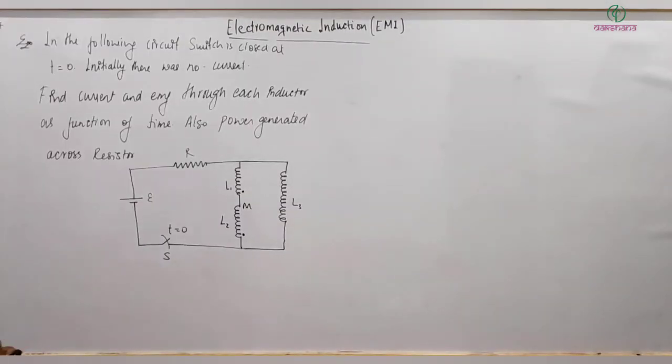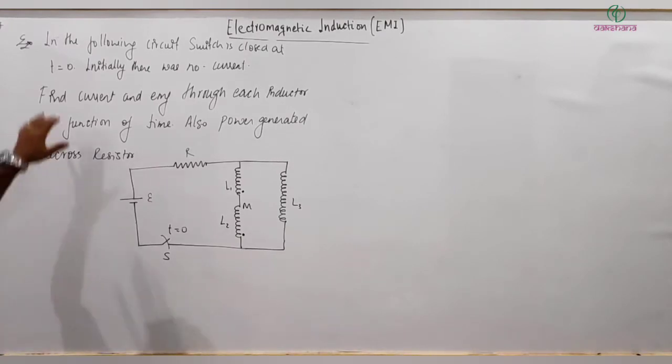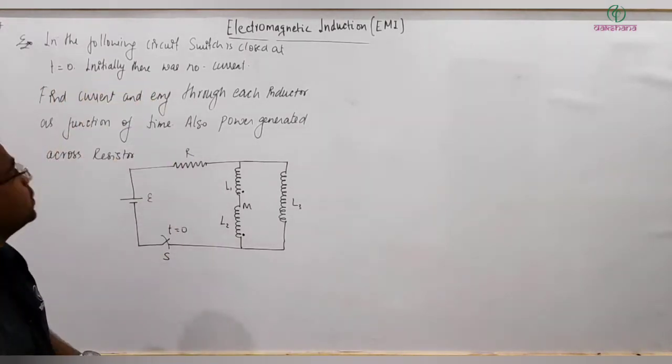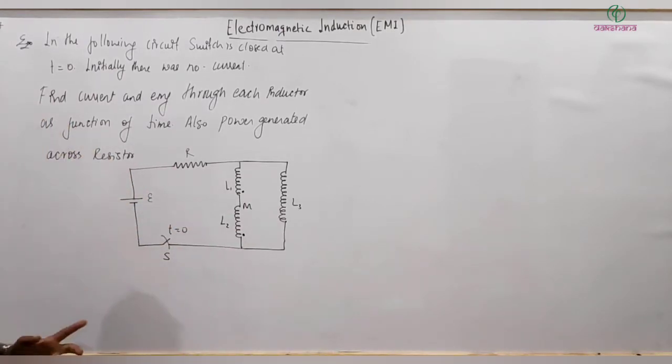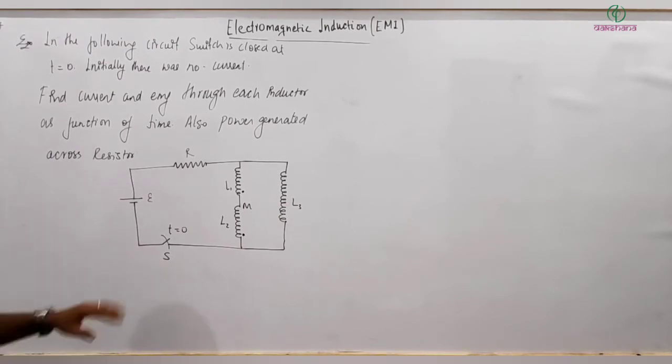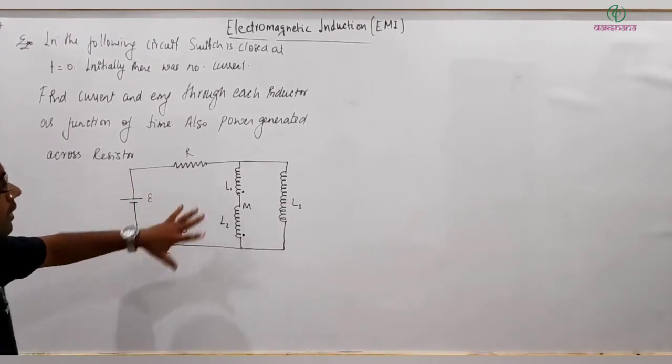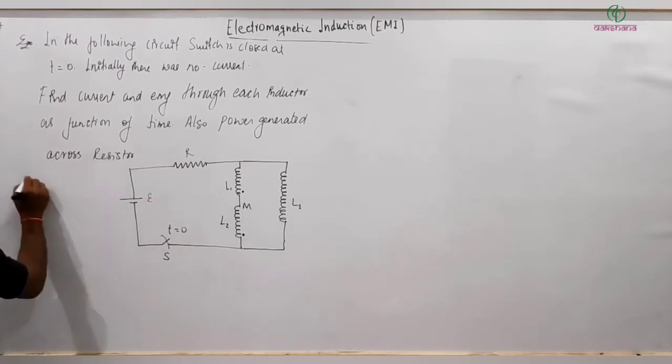Consider the next problem. In the following circuit, the switch is closed at t is equal to 0. Initially there was no current in either part. Find the current and EMF through each inductor as a function of time, and also find the power generated across the resistor. So this is the problem. Let's see how we can approach it.